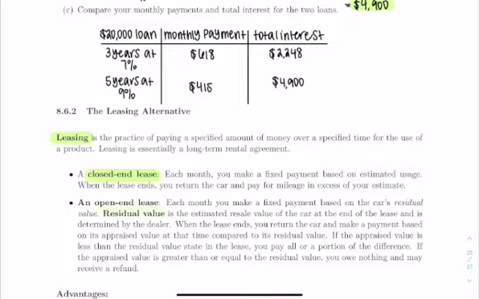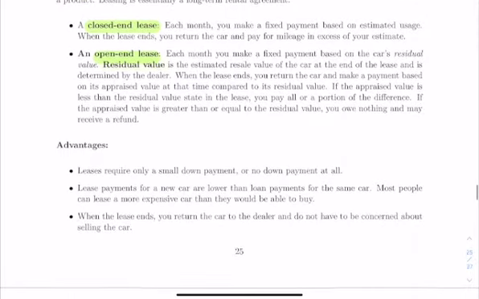The other one we have is an open-end lease, which says that each month you make a fixed payment based on the car's residual value. The residual value is the estimated resale value of the car at the end of the lease, determined by the dealer. When the lease ends, you return the car and make a payment based on its appraised value at that time compared to its residual value.